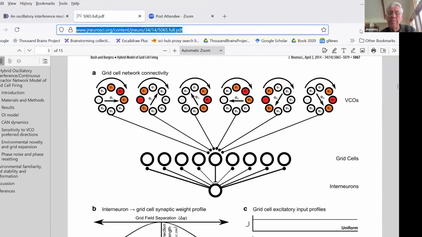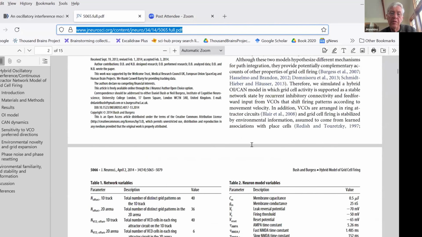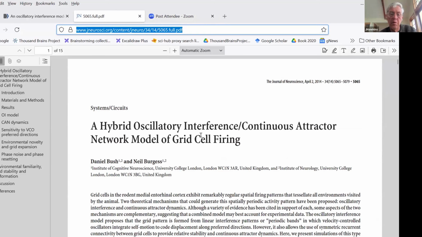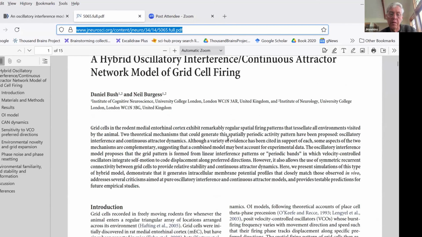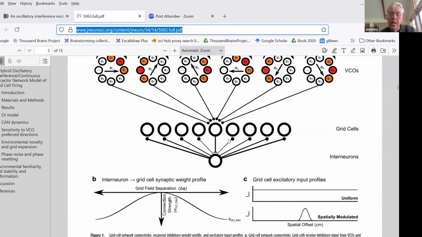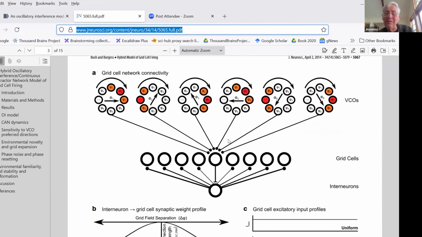Okay. This is the paper I mentioned earlier. It's called a hybrid oscillatory interference continuous attractor network model for grid cell firing. It's from Burgess Lab. Neil Burgess is an expert in all this stuff. And this figure has all the information we need in it. It took me a long time to understand this figure.